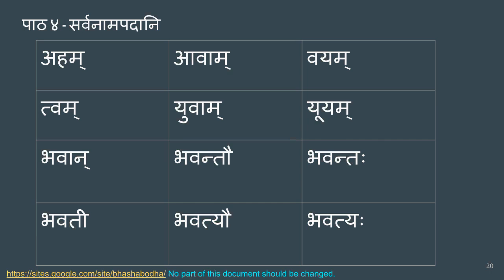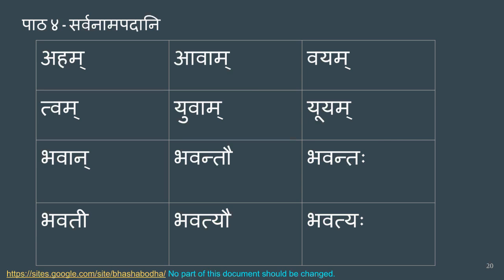Aham, avam, vayam. What is aham? Aham means I, me, myself. Aham, avam, vayam: singular, dual, plural. Then tvam, yuvam, yuyam: you, and the dual again, yuvam, and yuyam is plural of you. And aham, avam, vayam, tvam, yuvam, yuyam are the same in all three lingas, whether it is pullinga, napunsakalinga, or strilinga. They don't change. And bhavan, bhavantau, bhavantaha, bhavati, bhavatyau, bhavatyaha, these change.